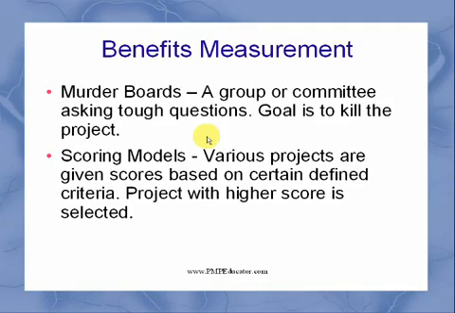The other model is the scoring model, where various projects are given scores based on certain defined criteria, and the project with the higher score is selected. You can have 5 or 10 different criteria, and you have several goals, and some goals are more important than others. If you have 5 different projects and you're comparing the scores for each project, the project with the highest score wins the race.